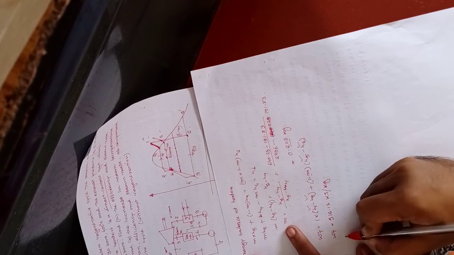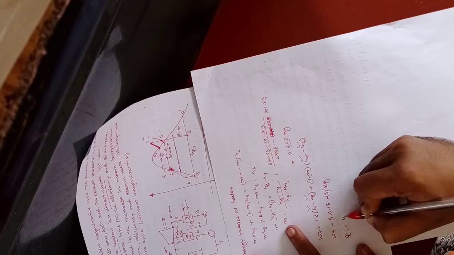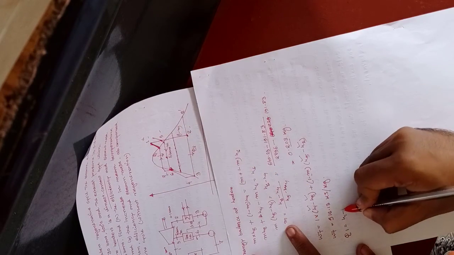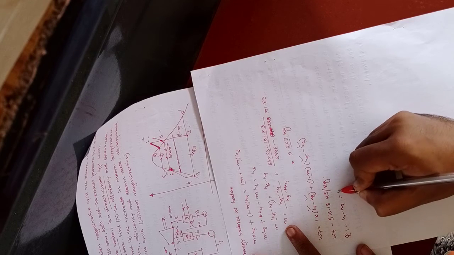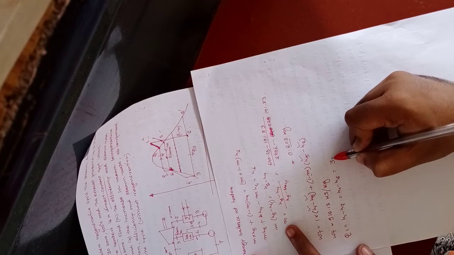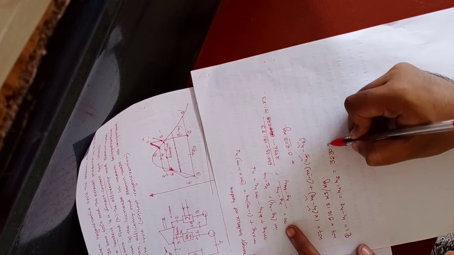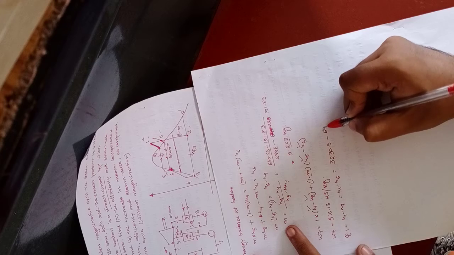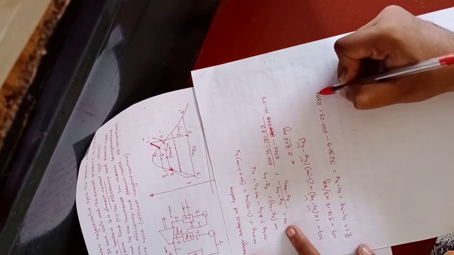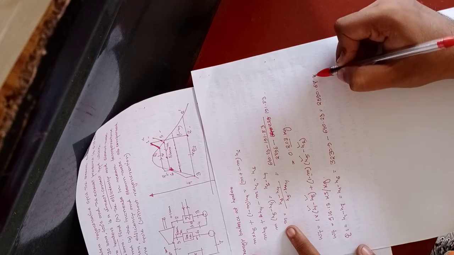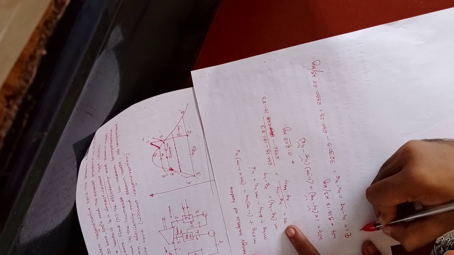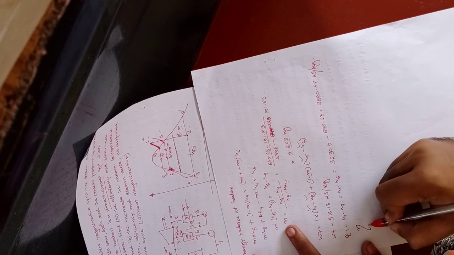Okay, so what will come? Q1 is nothing but H1 minus H7 or H6, whatever it is, because we have neglected the pump work. So it will come 3230.9 minus 640.23, which is 2590.67 kilojoule per kg. So what will be the eta of the cycle, or efficiency of the cycle?